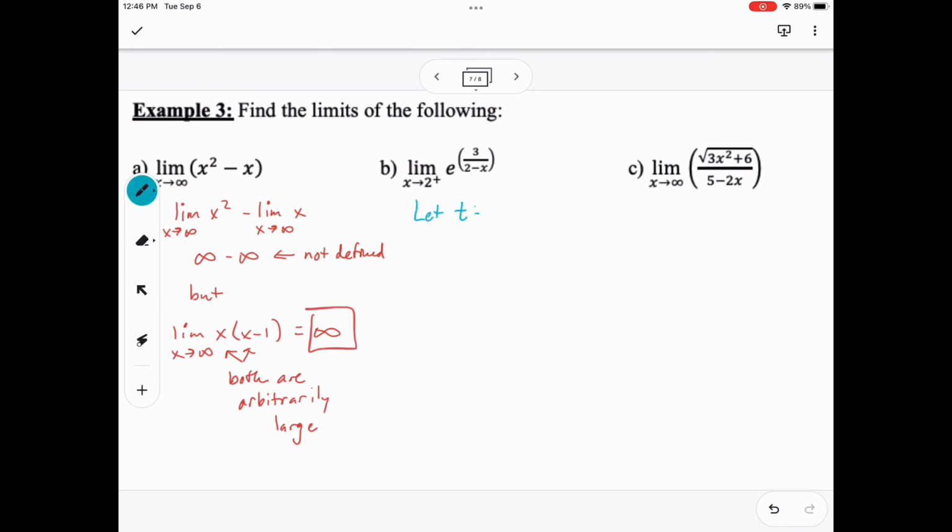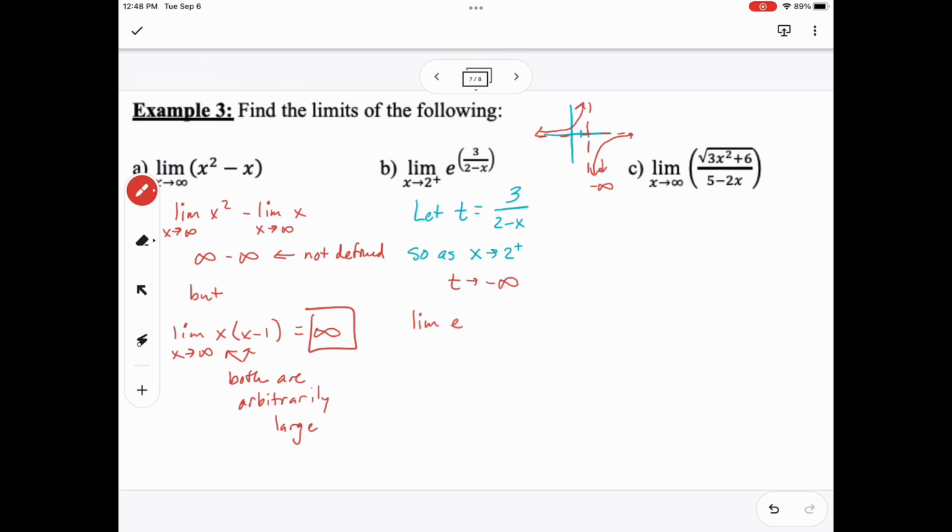Letter B, we have to break this one apart because there are 2 functions going on. So let's let that big exponent of 3 over 2 minus x be equal to some other variable, let's say t. And as x is approaching the right side of 2, when I plug in a value like 3, I'm getting a negative value, right? On the left side, I'm getting a positive one. So I'm really heading towards negative infinity in this case. And so because of that, I can say that t is approaching negative infinity.